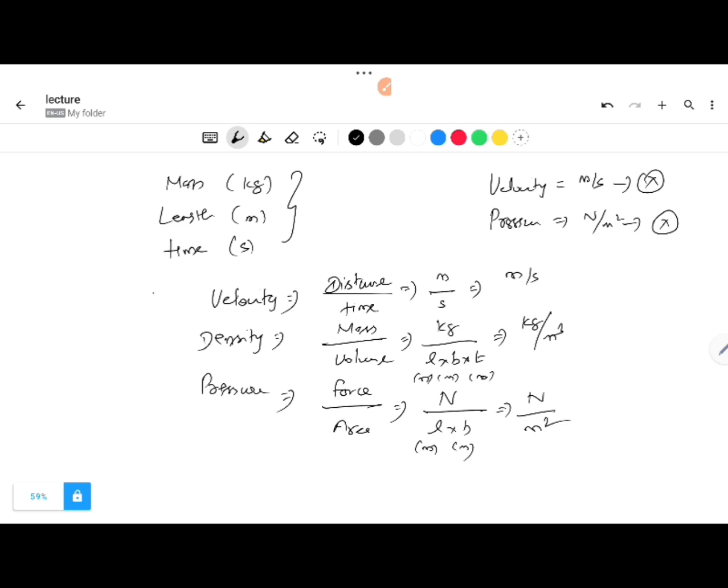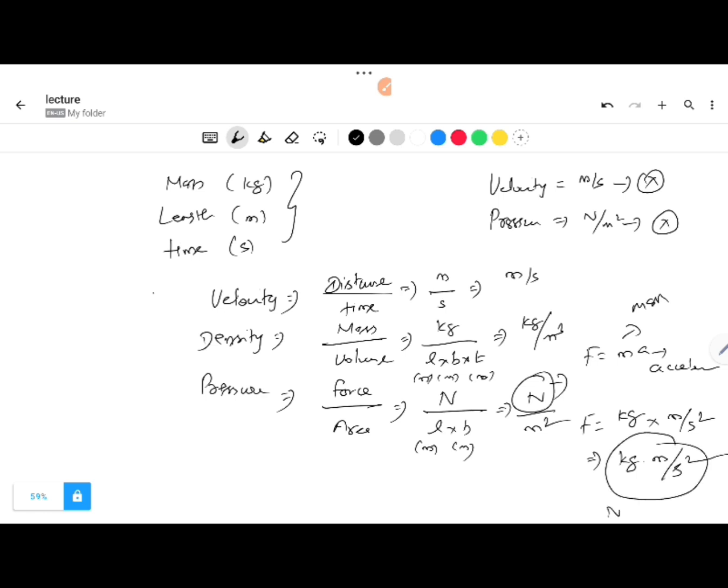You may ask, the Newton is something new from the basic quantities. Where does it come from? It comes from Newton's law, F is equal to ma. M means mass and A means acceleration. The unit of mass is kg, and acceleration is a derivative of velocity, so its unit is meter per second square. So finally you get kg m per second square, and this entire quantity is called Newton. So force F is measured in terms of Newton, and this Newton is what we are using here.